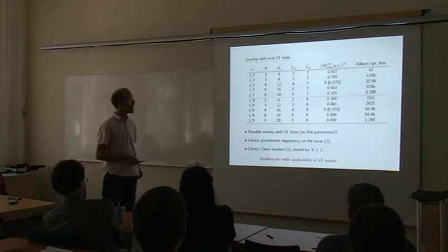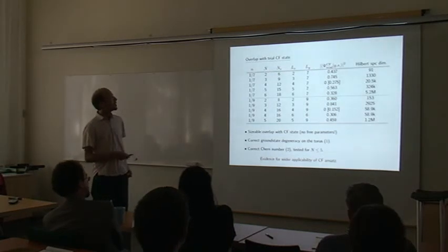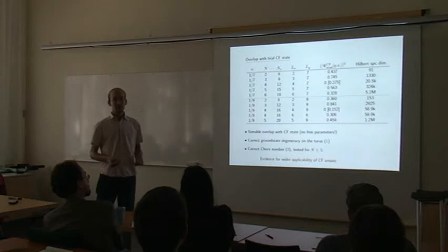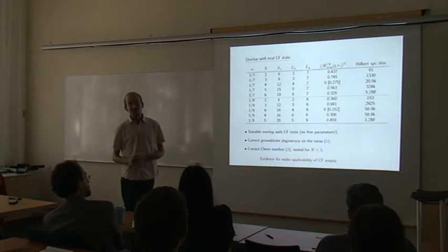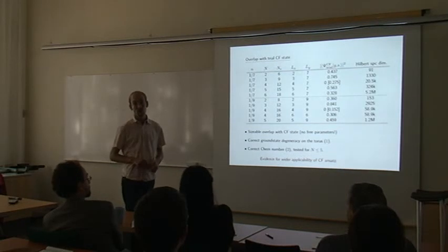And so even though the overlaps are not that great, you have at least a phase where two topological quantum numbers, the ground state degeneracy and the Chern number, come out according to the predictions of your model.